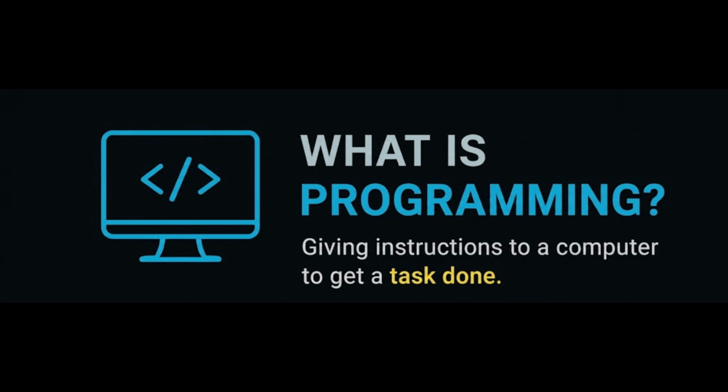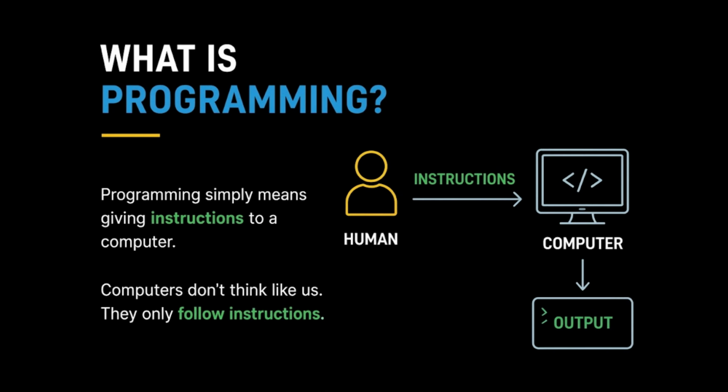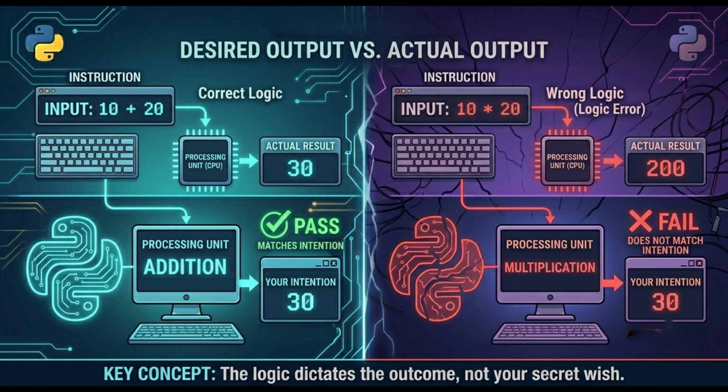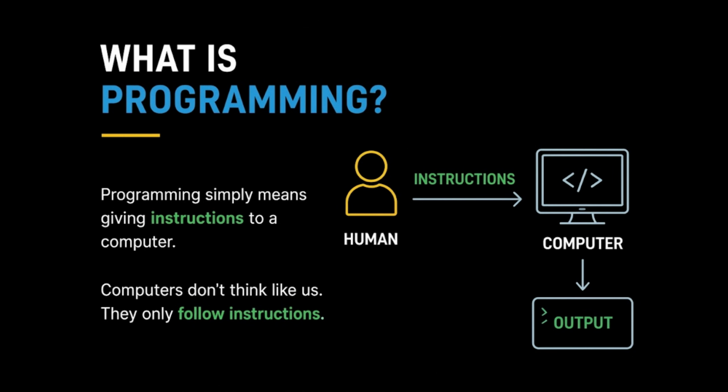Programming actually means giving instructions to a computer. Computers cannot think like humans. They only follow instructions. So whatever we tell them to do, they do exactly that. For example, suppose I tell a computer to calculate 10 plus 20. The computer performs the calculation and gives output. But if instructions are wrong, the result will also be wrong. So programming is all about giving correct logical instructions.